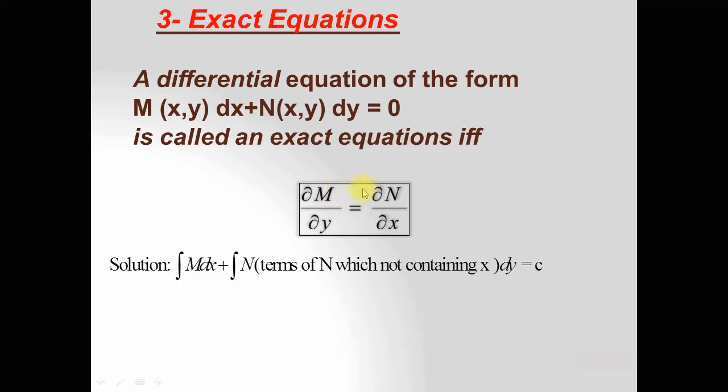If these two partial derivatives are equal, then the given differential equation will be exact, and then we can find its solution easily by taking the integration of the M function with respect to x, and the integration of those terms of N which do not contain x with respect to y, equal to c.